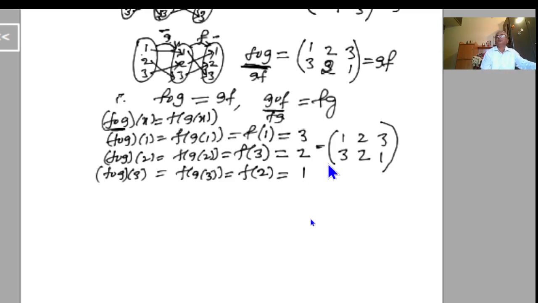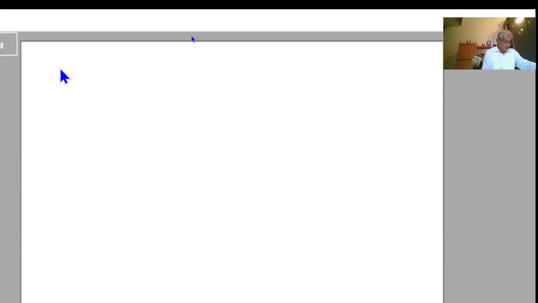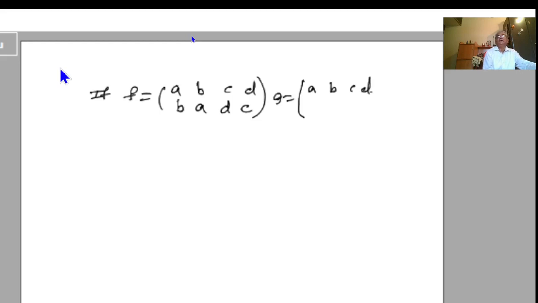An example. If F is equal to A, B, C, D over B, A, D, C, this is our F, and G equal to A, B, C, D over C, D, A, B. Find F composition G inverse, and F inverse composition G inverse. Okay, these two we have to find out.